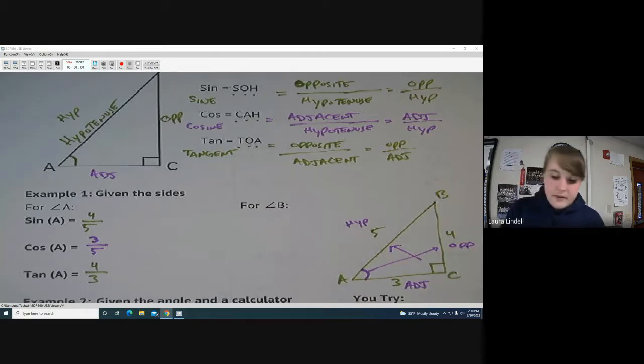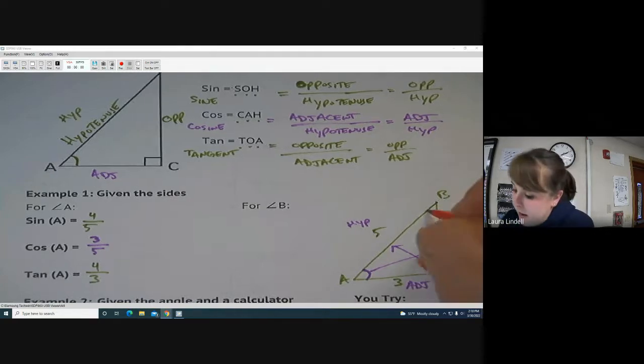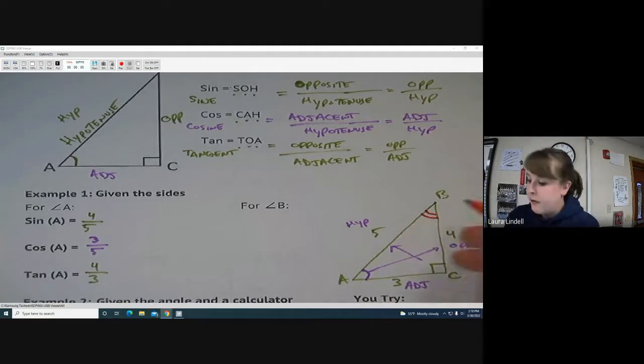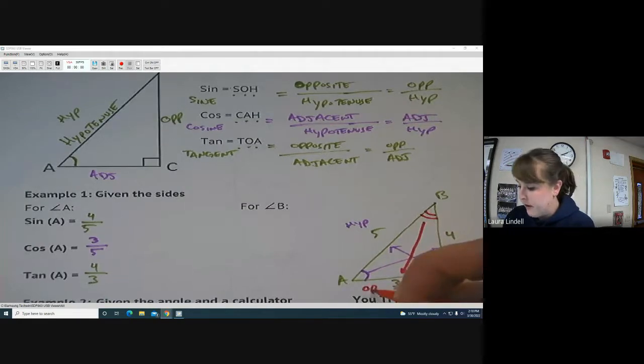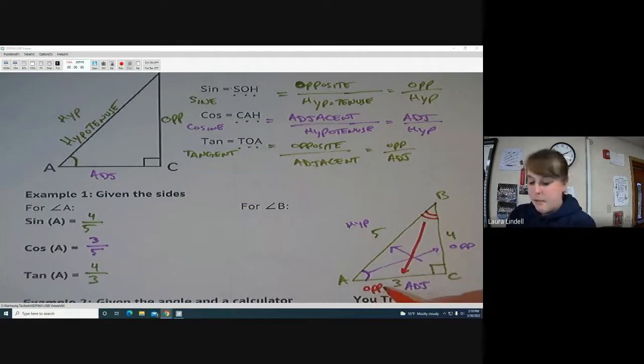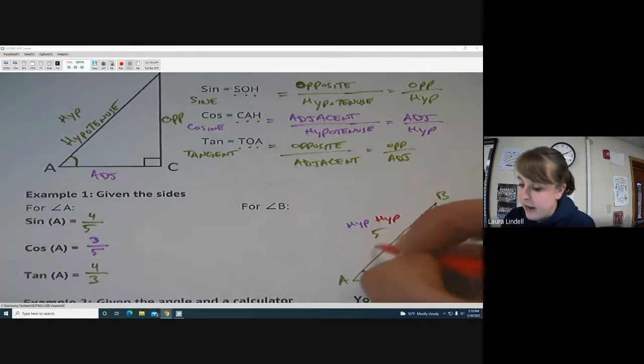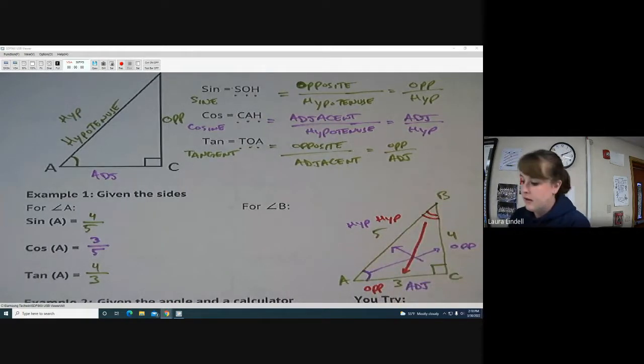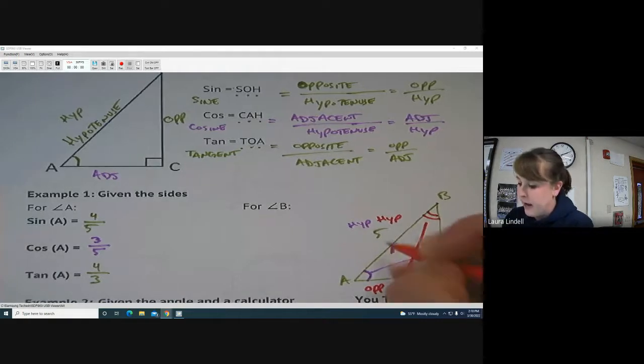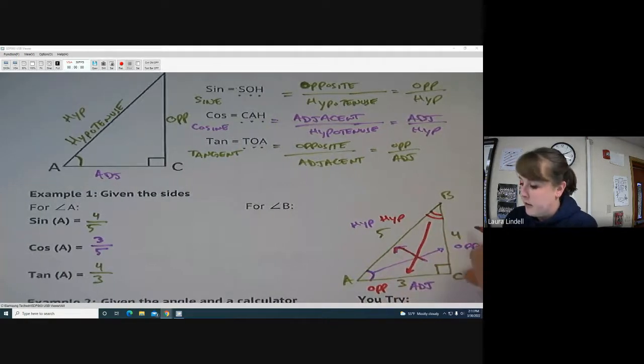So if I want to do things from the perspective of angle B instead, I have to relabel my sides. So we look at angle B, because the opposite of angle B is not this side right here. It's actually over here. This would be the opposite for angle B. So in red, I'm going to label opposite for angle B is actually 3. The hypotenuse always stays the same. So this 5 is still the hypotenuse for B. It's still across from that right angle. But the adjacent for B is 4.